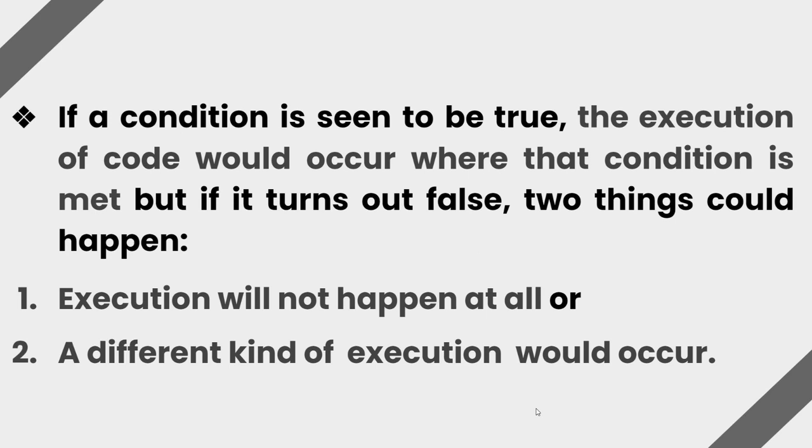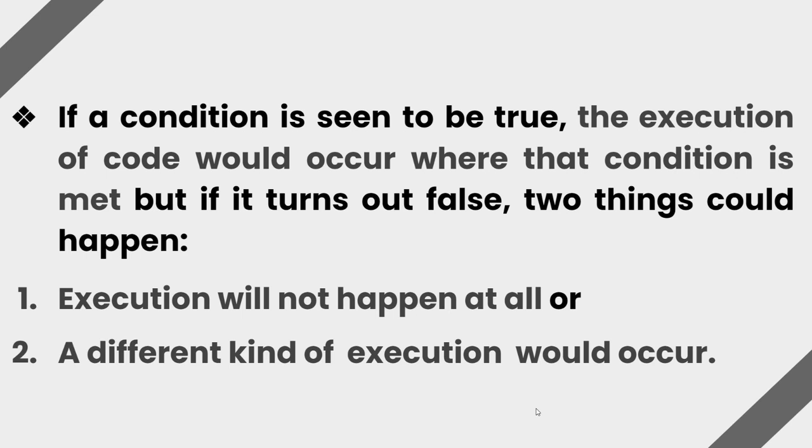So under the conditional statement, if a condition evaluates to true, or if the condition is satisfied, the execution of code would occur where that condition is met. So this has to do with you defining some conditions. If this condition is true, a particular block of code would execute. But if it turns out false, meaning it is not satisfied, then two things could happen. One of the things that could happen is that execution would not occur at all. By that, we mean that the moment the condition is not met and there was no block of code defined for that situation, nothing would execute. It would just go from there to the very end of the program and you'll get an empty result.